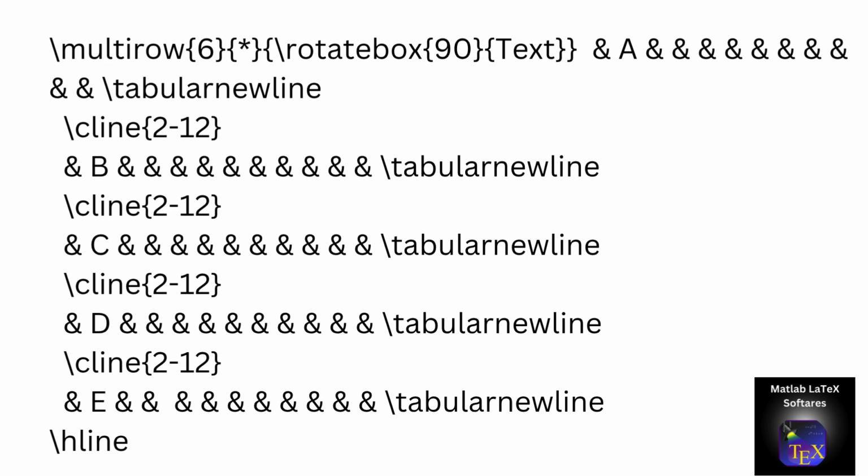This pattern is repeated for each row, ensuring neat separation between data rows while visually grouping them under one vertical header. Finally, the last hline draws a full horizontal line across all columns, marking the end of this section of the table.